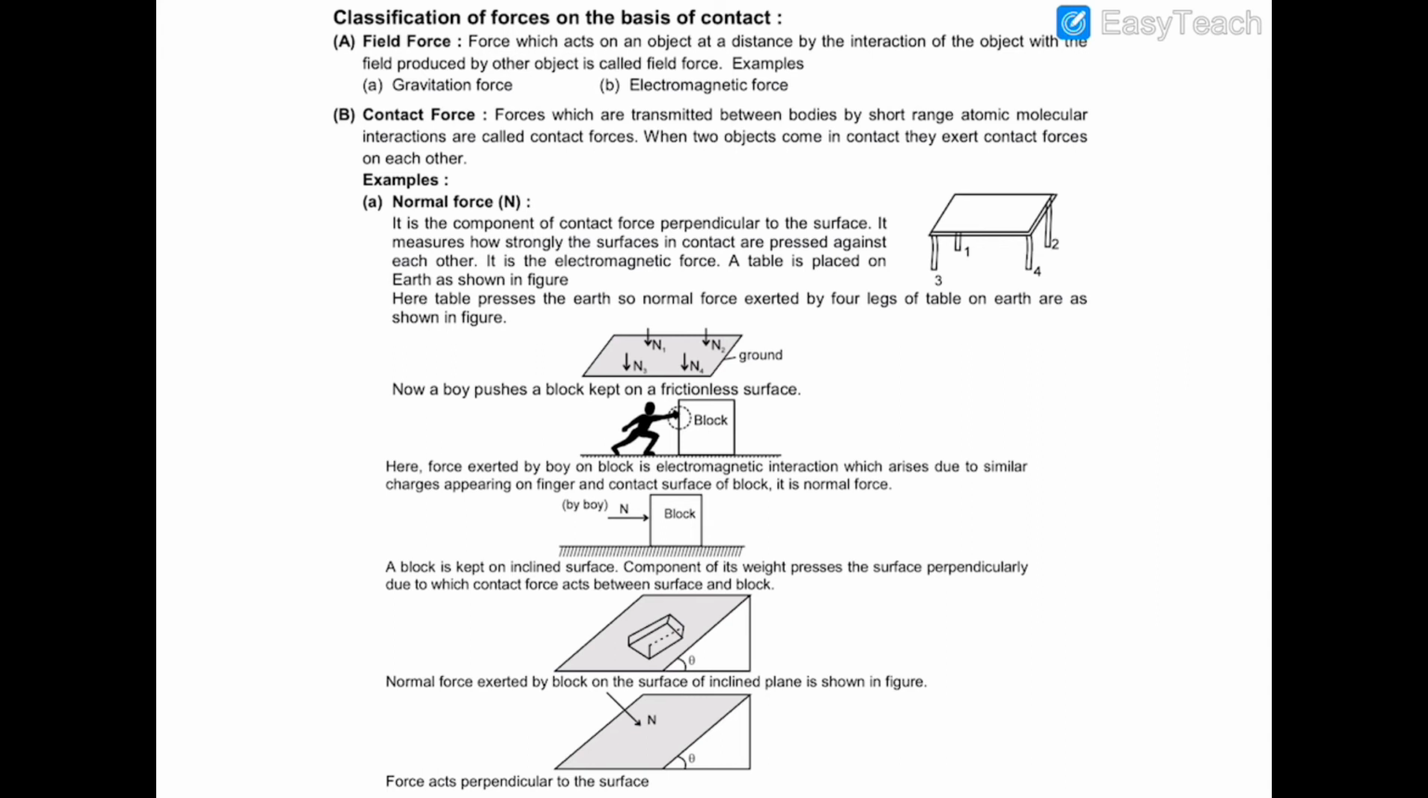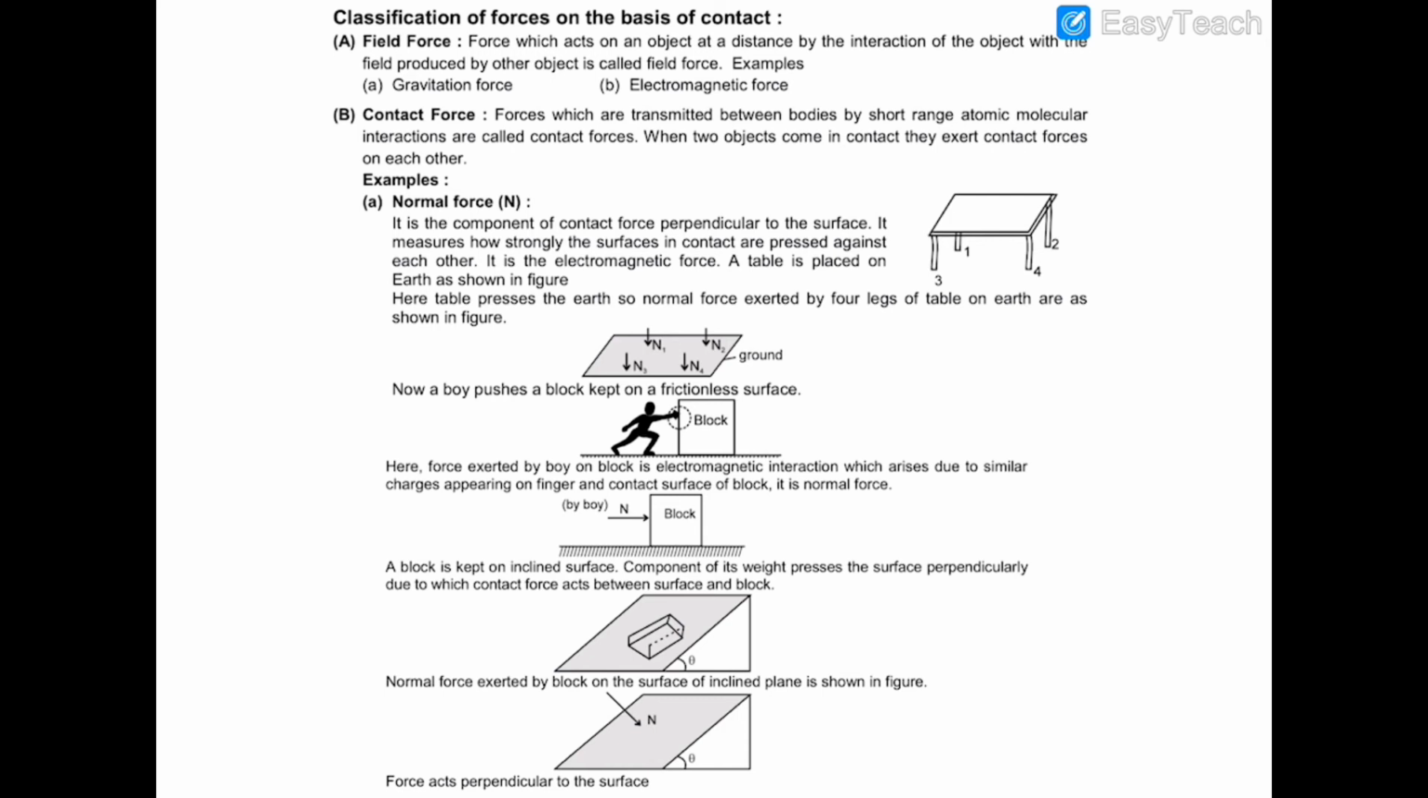So conclusively, I can say that field forces do not require any physical contact, while contact forces require physical contact. Now the first contact force which we will discuss here is the normal reaction. By definition, it is the perpendicular component of the contact force which is applied by any surface on the other surface, provided that they are both in contact with each other.